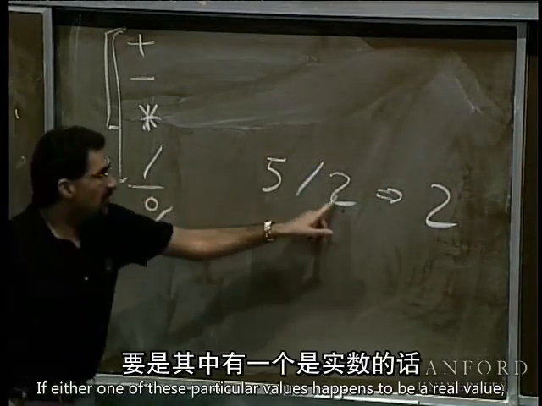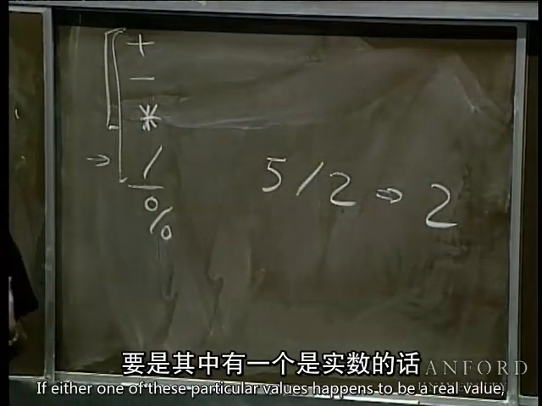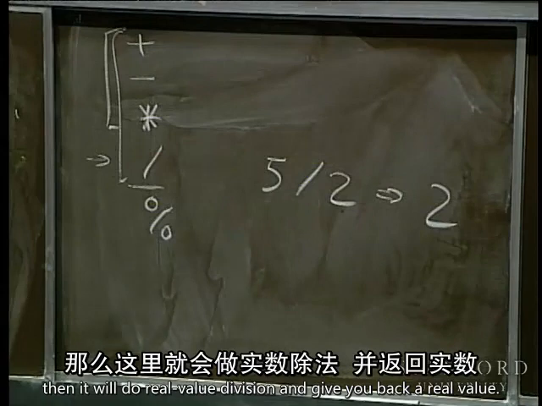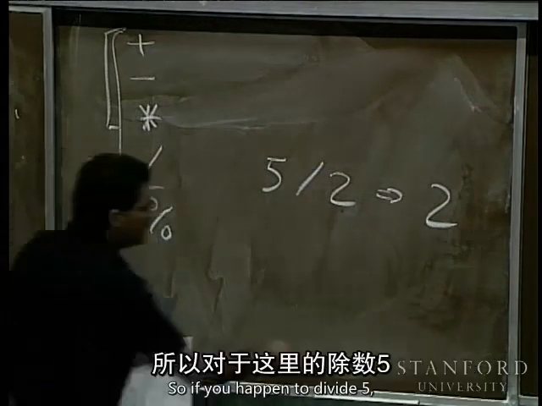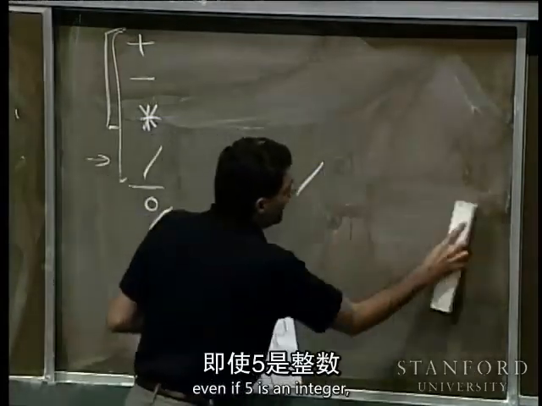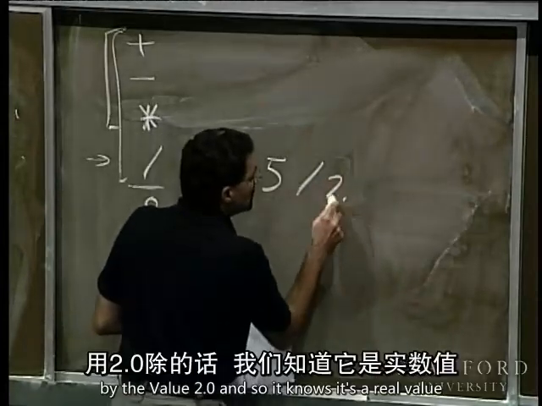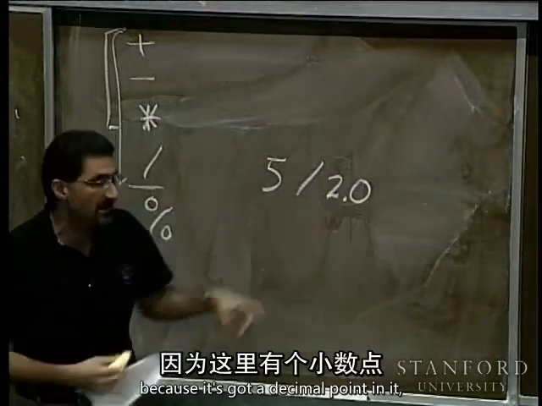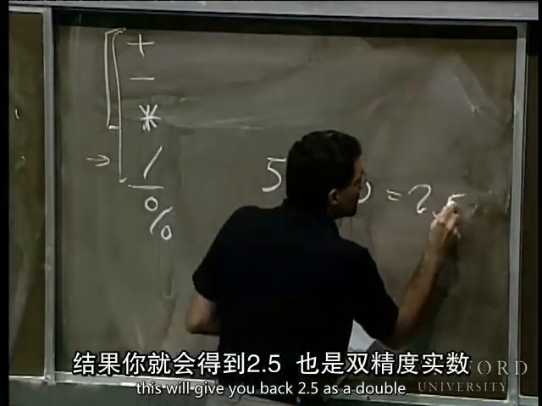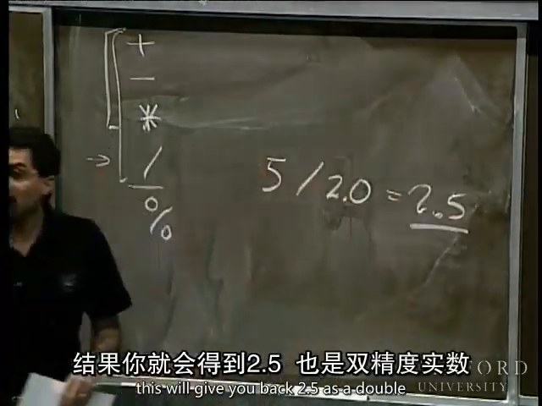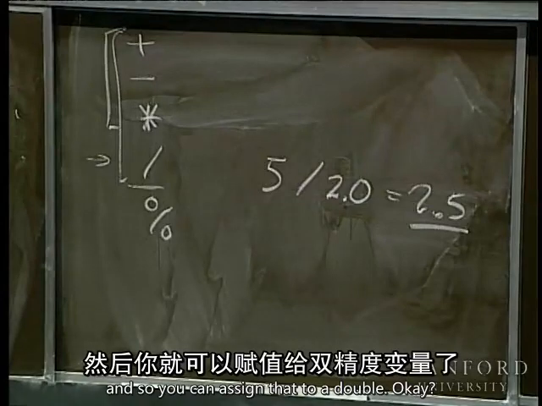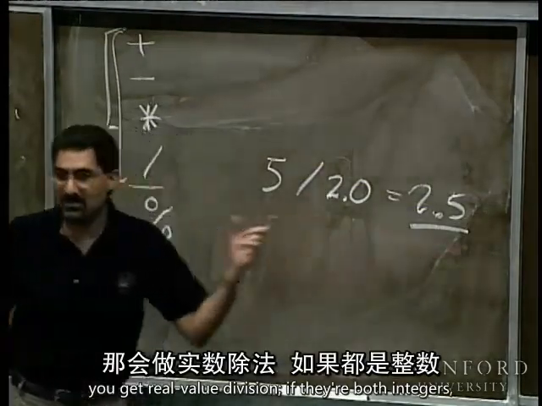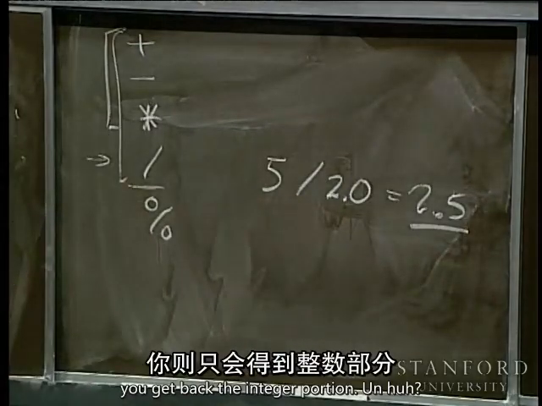Okay? If either one of these particular values happens to be a real value, like a double, then it will do real value division and give you back a real value. So if you happen to divide 5, even if 5 is an integer, by the value 2.0, and so it knows it's a real value because it's got a decimal point in it, this will give you back 2.5 as a double, and so you can assign that to a double. Okay? So if either one of the arguments is a double, you get real value division. If they're both integers, you get back the integer portion.